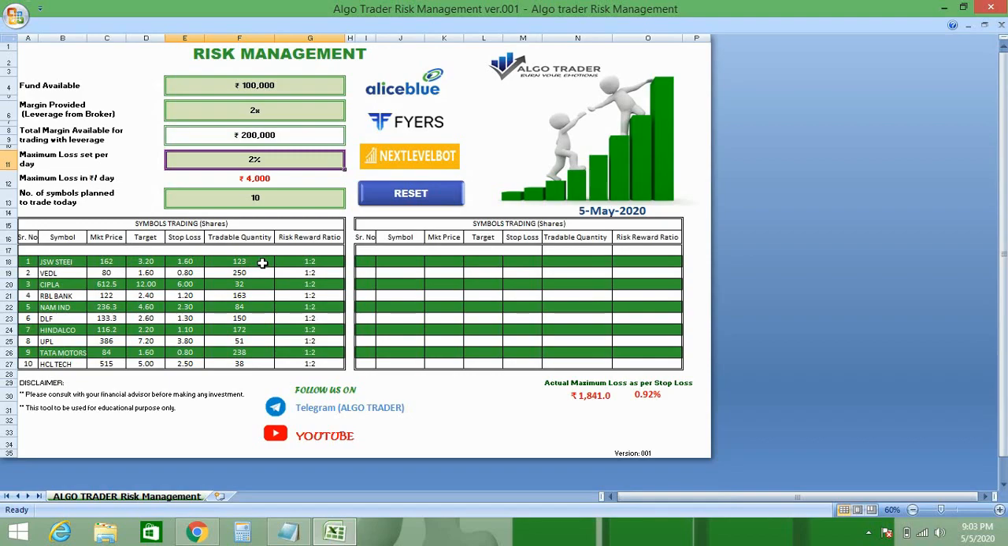So since it is only 123 with this stop loss, it's amounting to only 1841. I hope it's clear, guys. It's very simple, nothing big, but it's very powerful, and we feel every trader should have this.